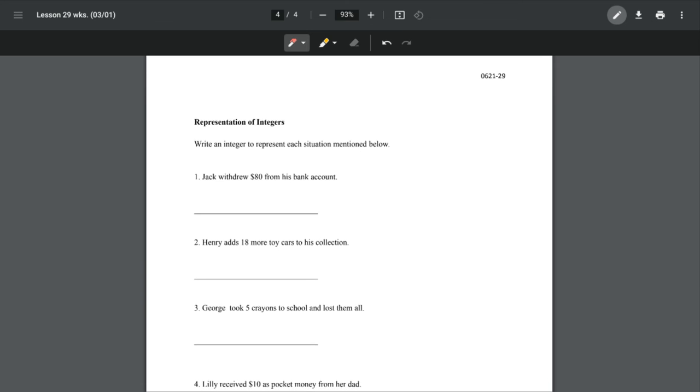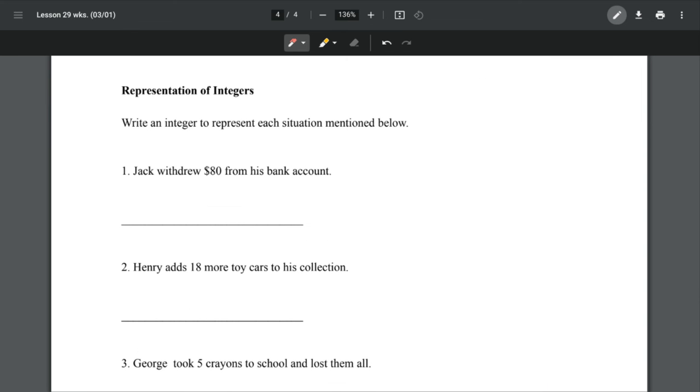let's move on to our last page. So representation of integers. So we're asked to write an integer to represent each situation mentioned below.